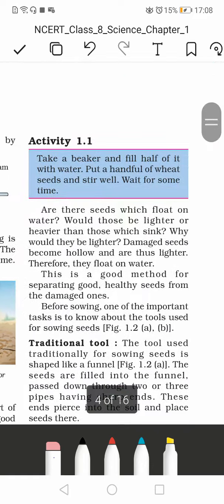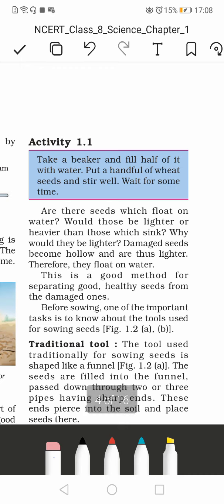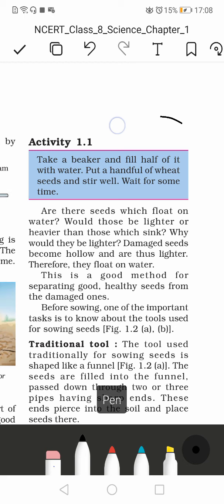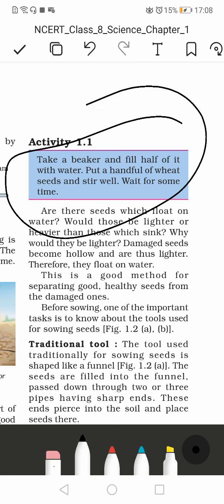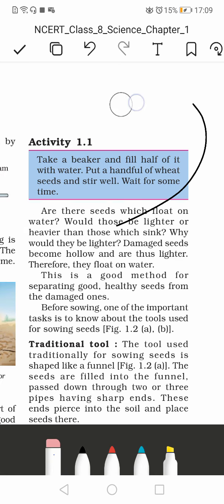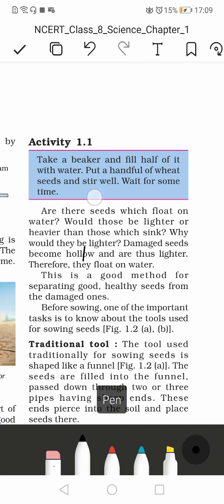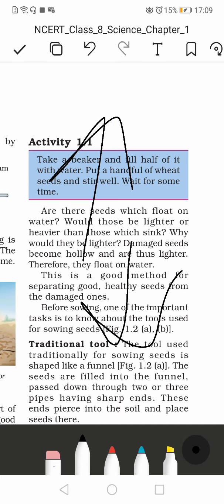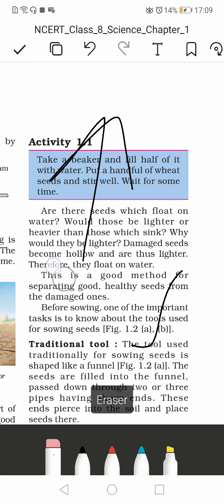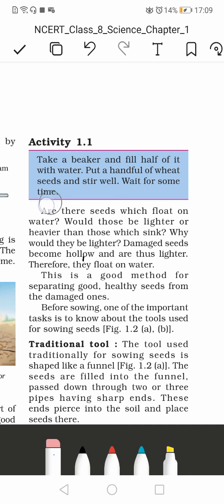Now how do we find out which seeds are healthy and which are unhealthy? This activity will tell you just that, and it is easy to do. You take a beaker or a glass or anything and fill half of it with water. Put a handful of wheat seeds and stir well. After some time, you will notice that some of the seeds went to the top, and some of the seeds sank to the bottom. The bottom seeds are the healthy seeds, and the top seeds are the unhealthy seeds. So the farmers use the bottom seeds, and this is a method the farmers use.